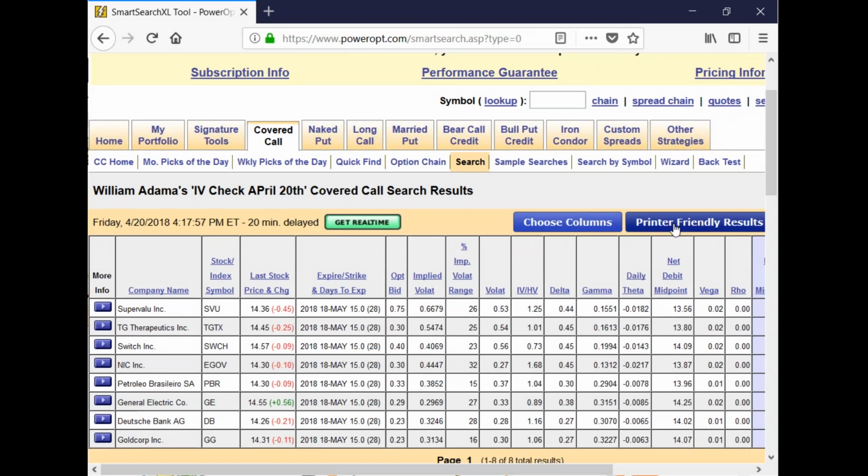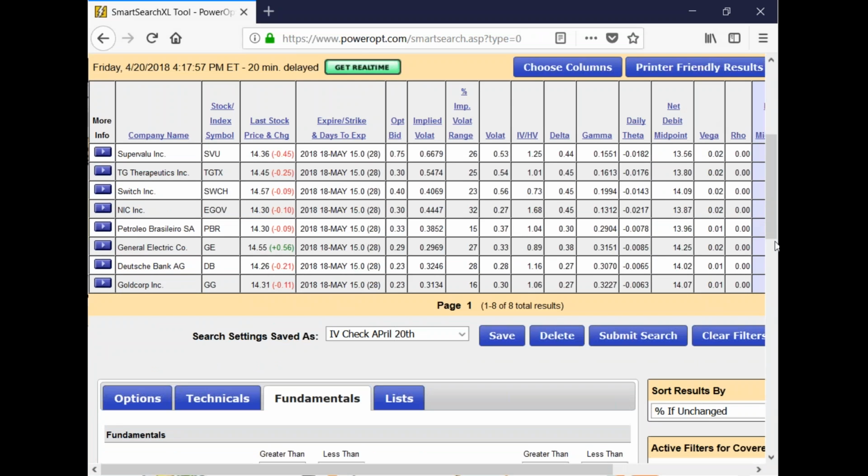Let me scroll the screen down a little bit better for everyone. There we go. And let me get my pen ready. So at the very top of the list, we have Super Value Incorporated. I don't know what they do. Not concerned about it. The stock's at 1436. The May 15 strike, 28 days out, has an option bid of 0.75. But the implied volatility is at 0.6679. Okay, that's for the option.